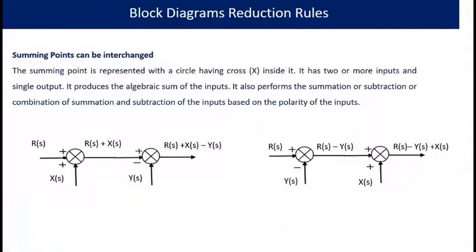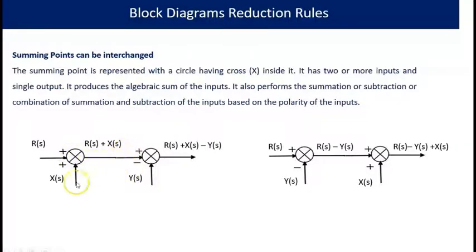Now we have to apply some rules in order to find the overall transfer function of a control system. First we have to study some rules. What are the rules? First one is summing points can be interchanged. In a complicated block diagram, we can interchange the summing points in order to find the overall transfer function. The summing point is represented with a circle.